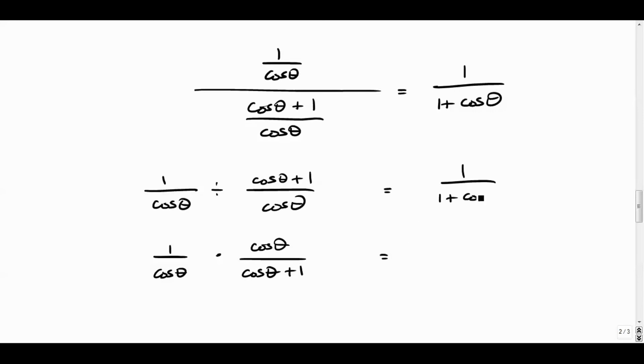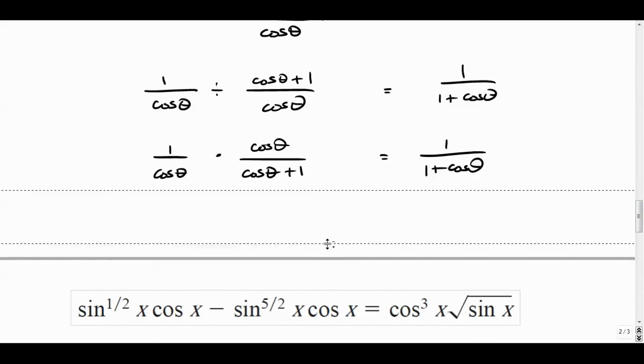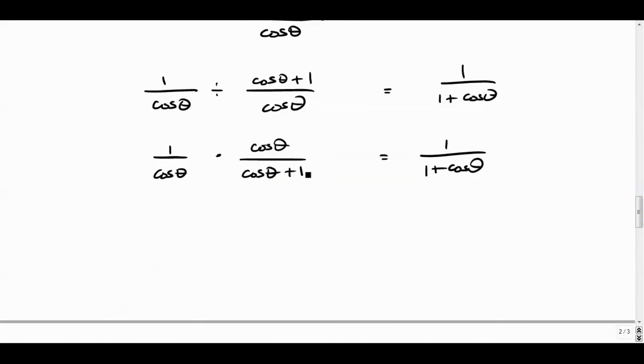Let me bring this down again. I don't want to get lazy here. That reminds me what I need to get it equal to every time. So if I keep it, switch it, flip it, you can see that this and this are going to cancel out. One's on top, one's on bottom. So I'm left with 1 over cosine theta plus 1 equals 1 over 1 plus cosine theta.